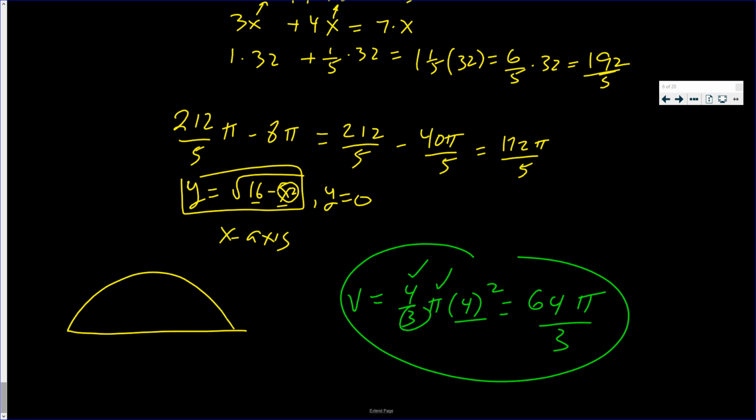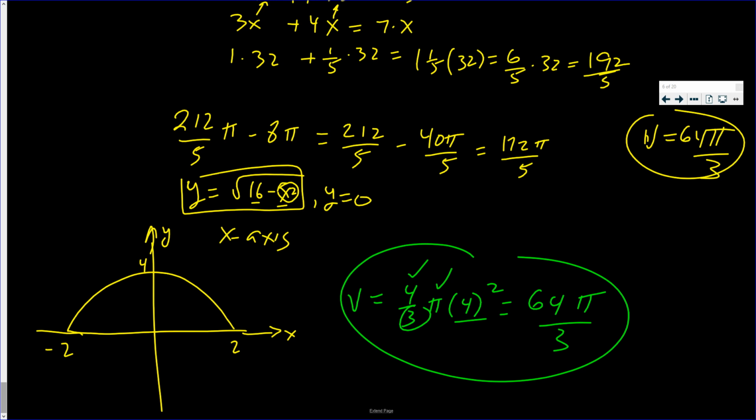So what we know is this is -2, this is +2, this is 4 up here. Now, remember, the volume we claim is 64 pi over 3. Let us get rid of this so I can write there. Now, if we're going to spin around the x-axis and we're using the disk method, the x-axis is horizontal, so we're going to make vertical strips. And these are delta x's. Instead of integrating from -2 to 2, I'm just going to integrate from 0 to 2. And whatever answer I get, I'm going to double.